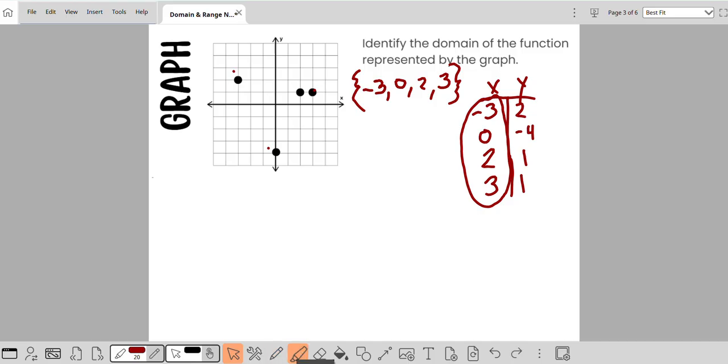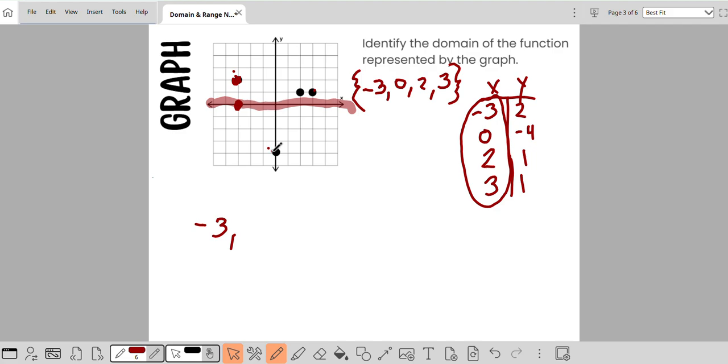I'm going to go ahead and show you by using a highlighter. If we're looking for the domain, we're looking for x values. Well, this right here is our x-axis. The x-axis is a little bit more straight than my highlighting is, but just bear with me. The first thing I do is I look at this point right here, and I ask myself, in that point, what is its x value? -3. Well, lo and behold, -3 will be the first number in my domain.